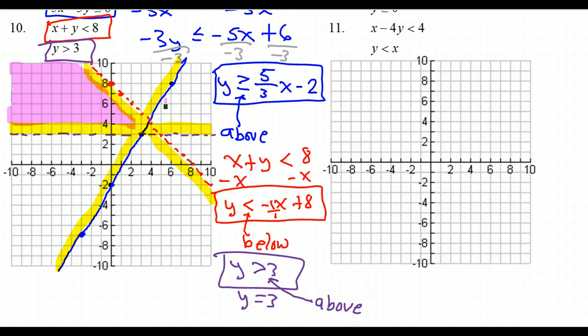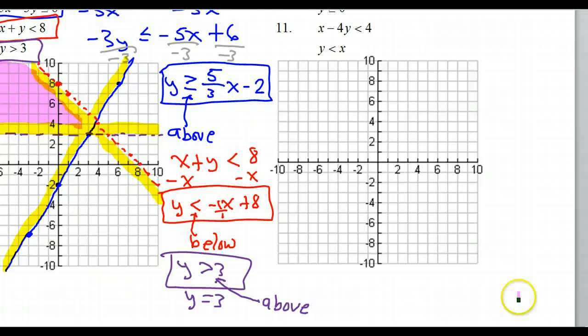Okay, it satisfies all 3. It's above the purple line, it's above the blue line, and it's below the red line. All right? So that is the solution area. Okay, one more.